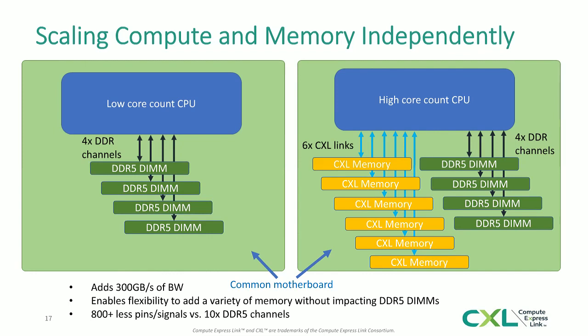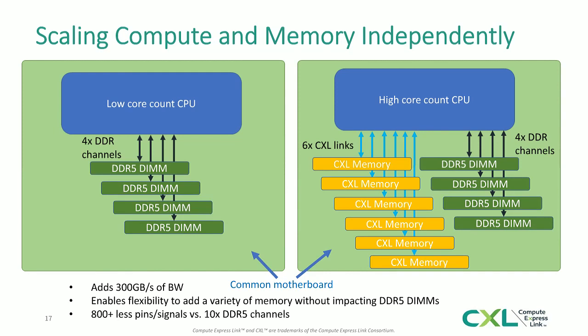And then on the right, because there's higher core count, we can now expand the capacity and the memory bandwidth by adding 6 additional CXL links here. And those can connect to additional either DRAM-based or other memory-based memory modules. And that allows us to scale up that capacity and bandwidth that I mentioned earlier.